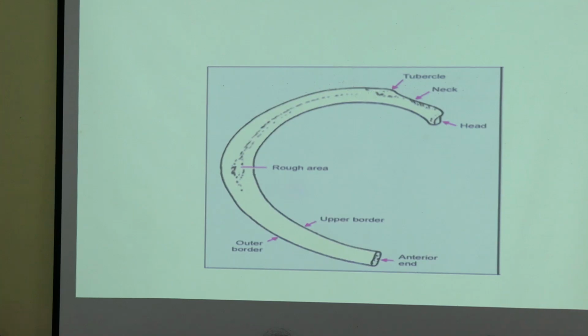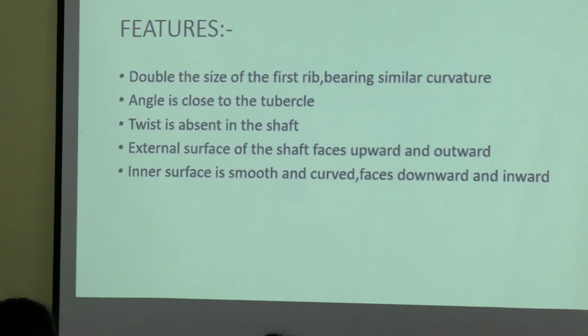See here, this is your head. This is mainly your posterior end. This is the head, this is the constricted neck, and one tubercle is present, and this is the rough area. And this is the anterior end, and here you can see the outer border and upper border are present. Next is the features.